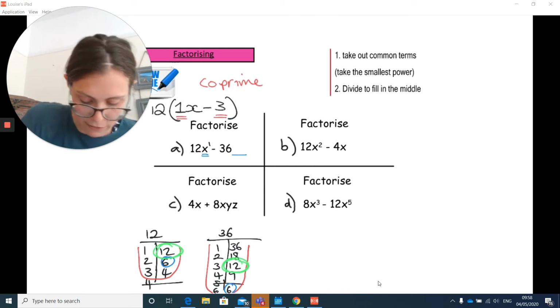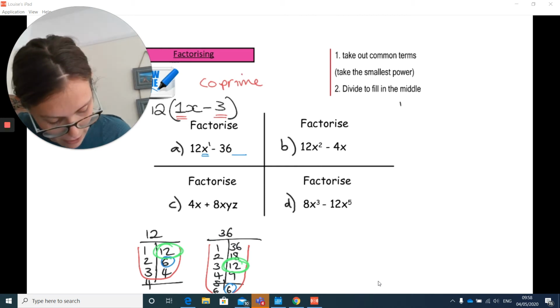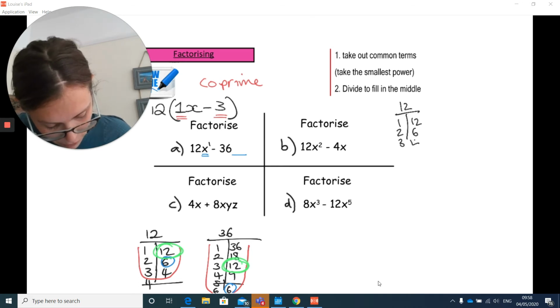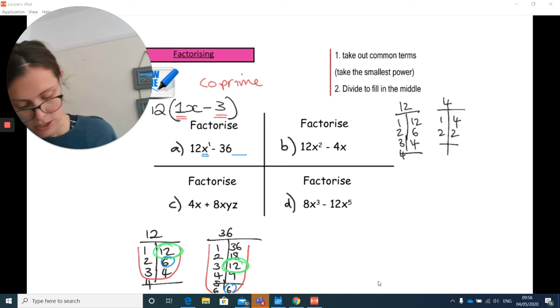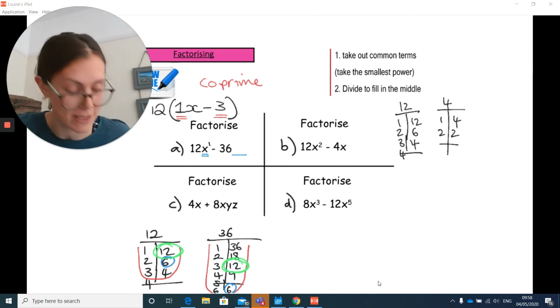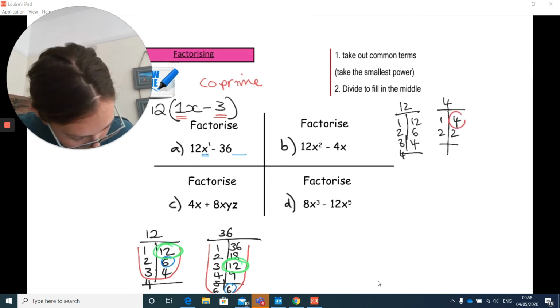So with B, I've got 12 and 4, so I'm going to quickly write the factors of 12. 1 and 12, 2 and 6, 3 and 4, and I can stop at 4 because 4 is on my list. And the factors of 4 are nice and easy, 1 and 4, 2 and 2, so I've got a repeat, so that's the end of my list. So I'm now looking for the biggest number that appears in both lists, so I'm going to be really, really careful here.